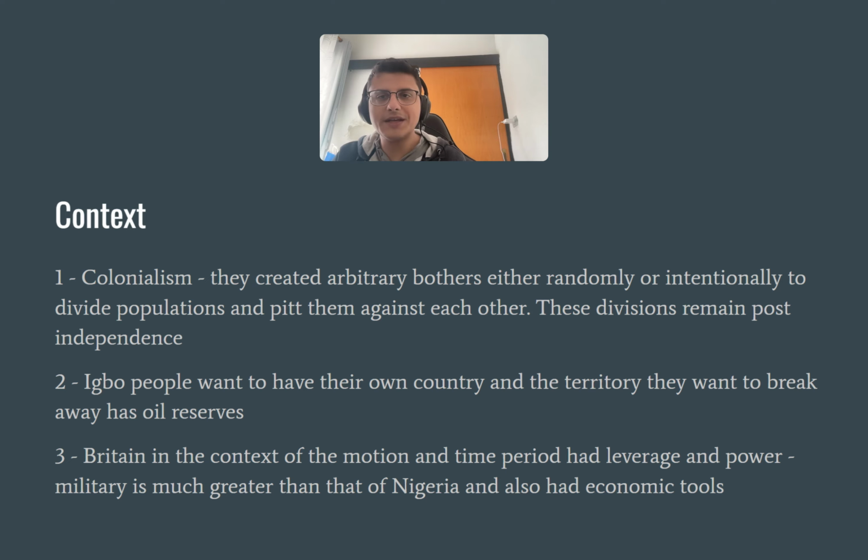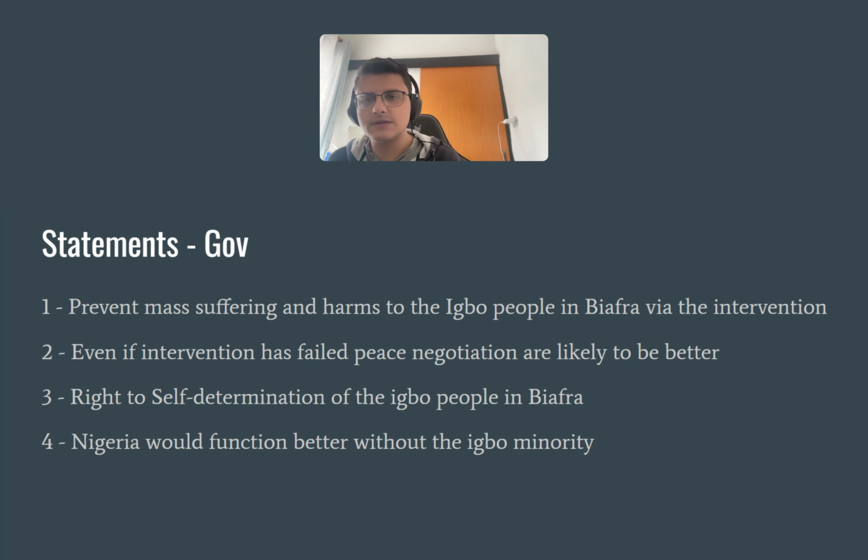Okay, so with that said, what are the different statements on government side? We're going to look at them after we go through the ones that we could generate. So the first and most basic, easiest one on Gov to run is just that this will most likely prevent mass suffering and harms to the Igbo people in Biafra via this intervention. This is the number one case that you might run.